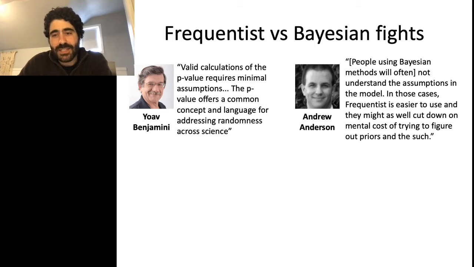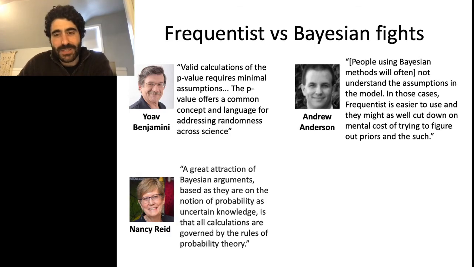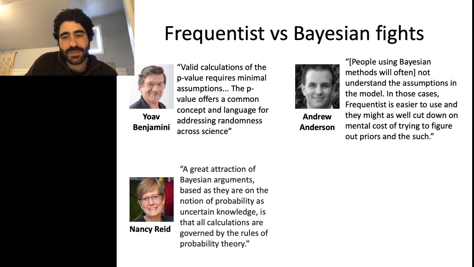On the other side, the pro-Bayes argument is that, first of all, they're governed by the rules of probability theory. Bayes' rule itself is a direct consequence of the definition of conditional probability. This is nice because if our end goal is to compute something like the probability that a hypothesis is true, we should do that using actual probability rules and not just using our own intuitions about p-values or something.